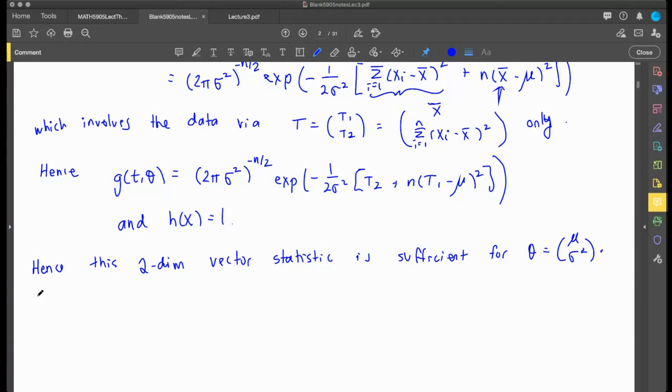As we said before, we'll make a note of this: every one-to-one transformation of T is also sufficient. So you might be able to think of another statistic which is sufficient for theta.